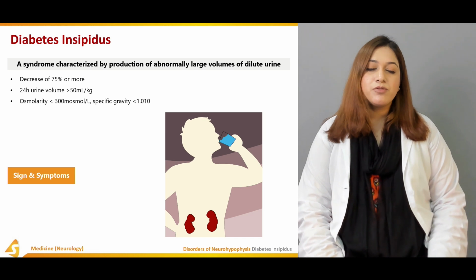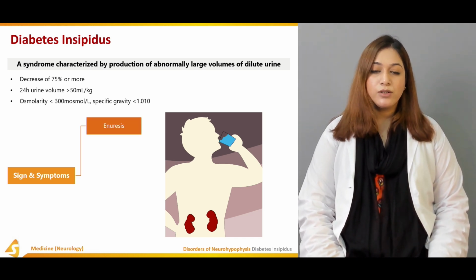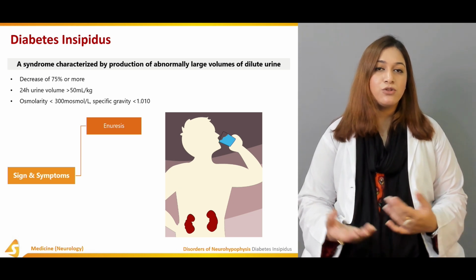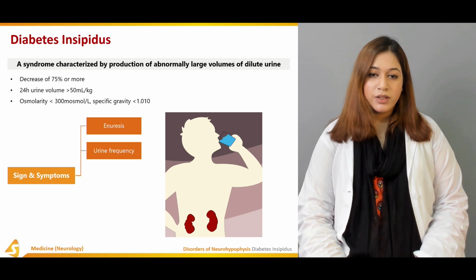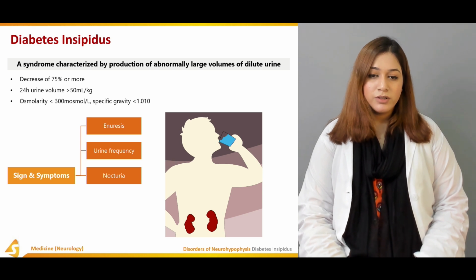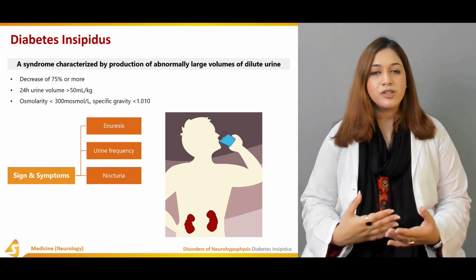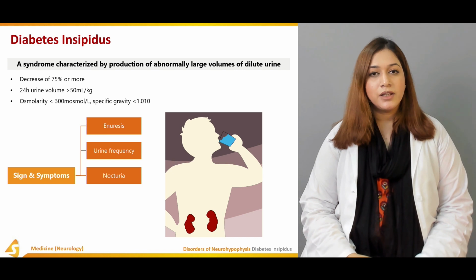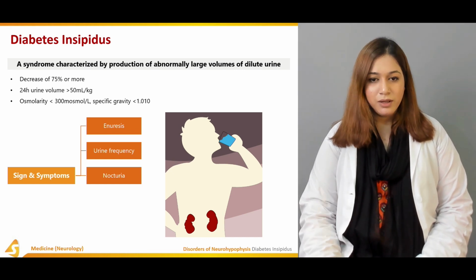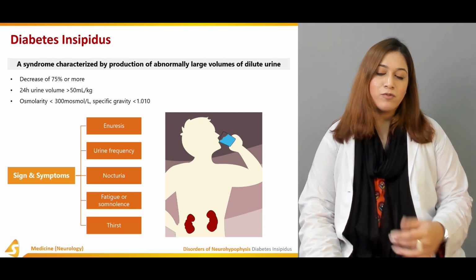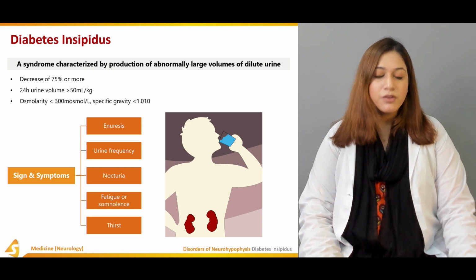There are certain signs and symptoms of diabetes insipidus. These include enuresis, where the patient has to wake up at night to go to the washroom. There will be increased urinary frequency or polyuria, nocturia, which is the increased frequency of urination at night, and sometimes bedwetting as well. There will be fatigue or somnolence, and as I have told you, it is also associated with increased thirst.